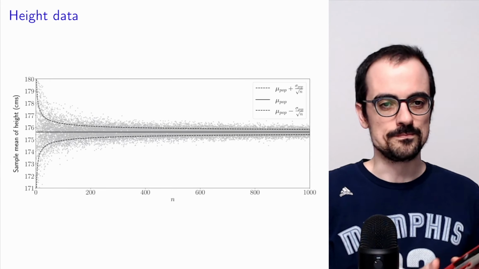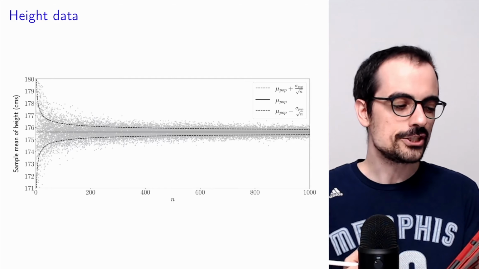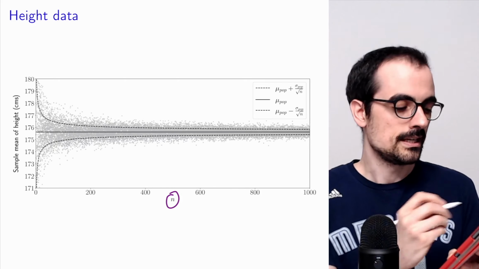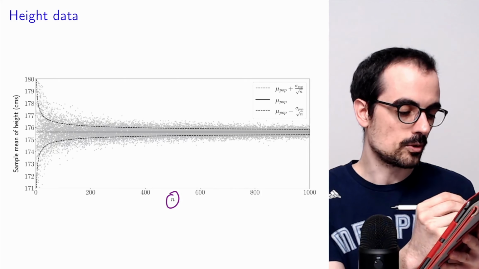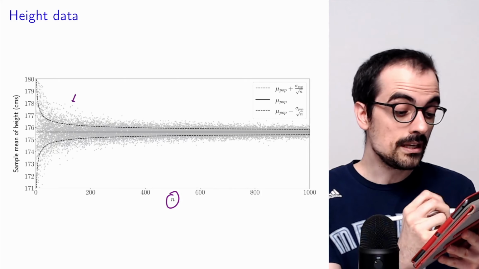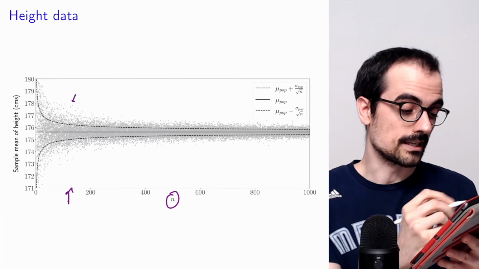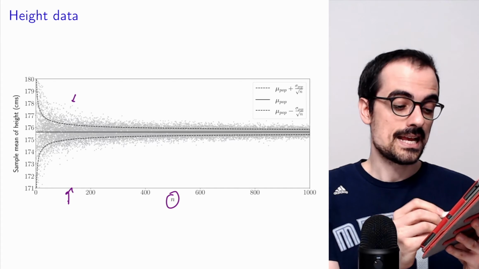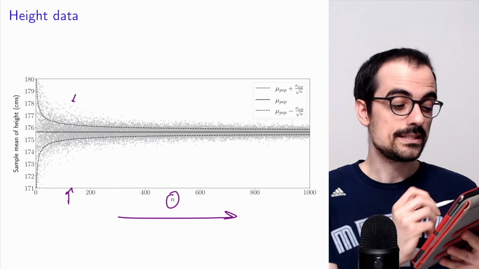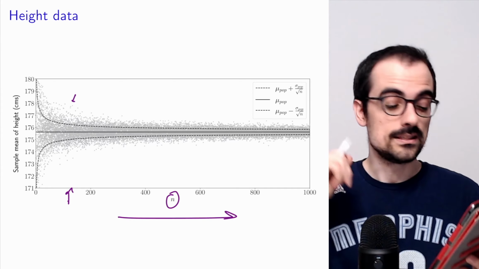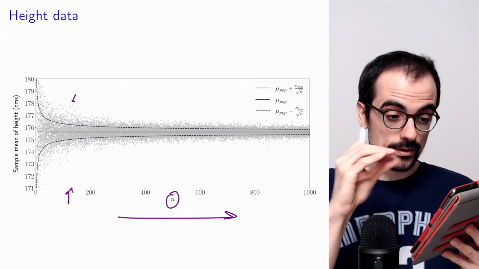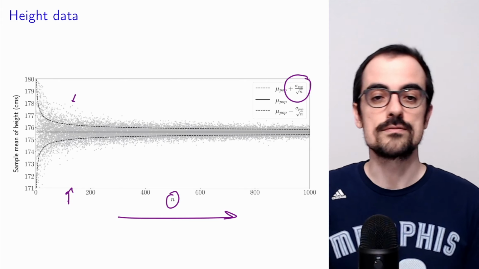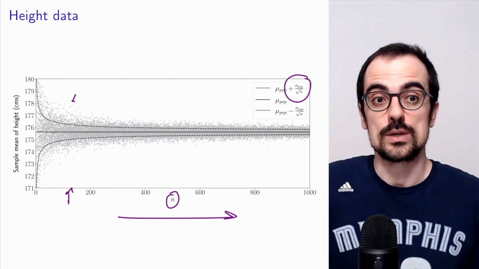This is another way of visualizing this. Here you see the number of measurements, and here are the sample means. Each of these points is a sample mean with this number of measurements. In this case, that would be maybe 120 or something. As n increases, we see that the spread in the sample means decreases following this trend, which is 1 over square root of n, which is what we expected.